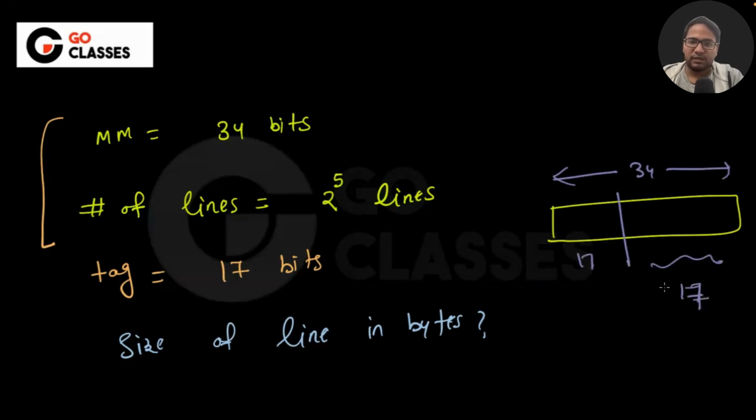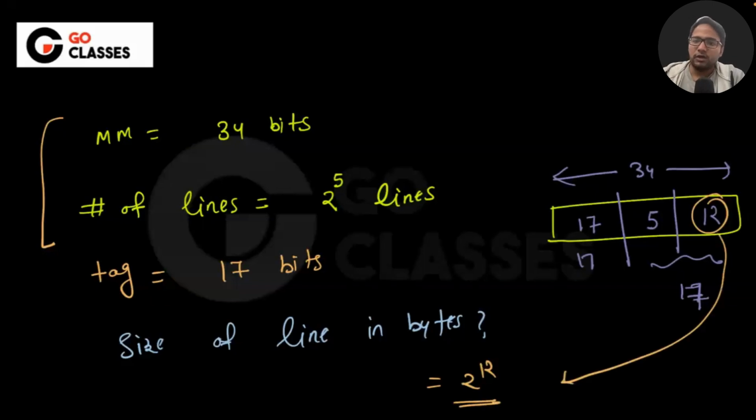This is the cache size. And also the number of lines they have given is 5. Then they have also given this is 12, right? This is 12. This is 17. They ask you the size of a line in bytes. So how can you calculate the size of the line? Using this 12, right? So what is the size of the line? It is just 2 power 12. Using this 12, you can say the size of the line is 2 power 12 bytes.